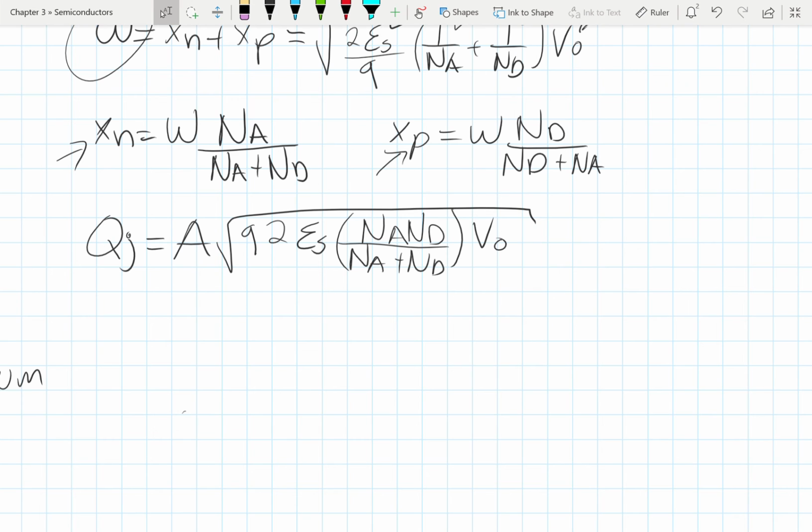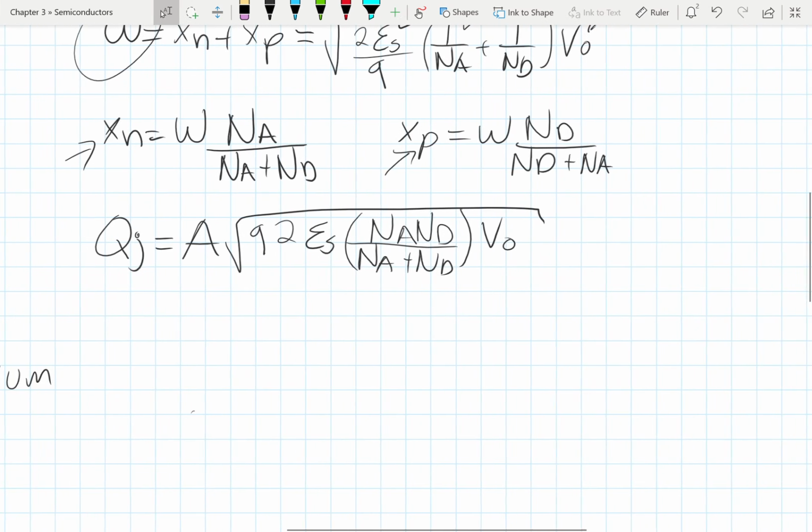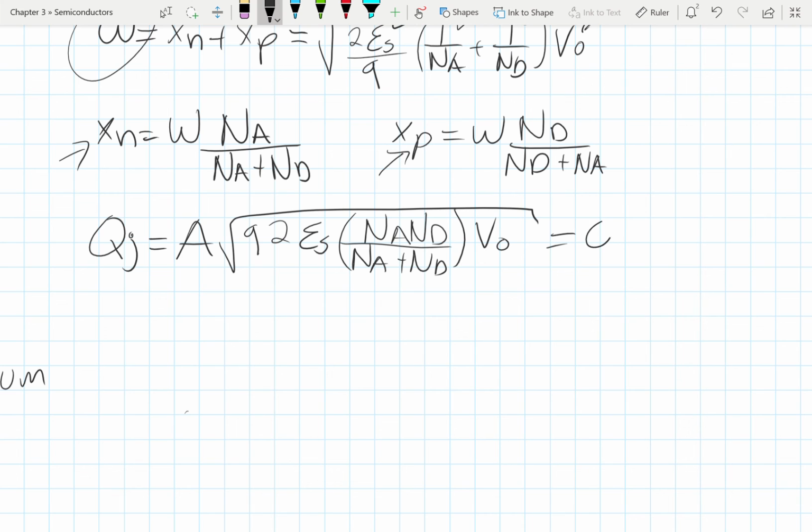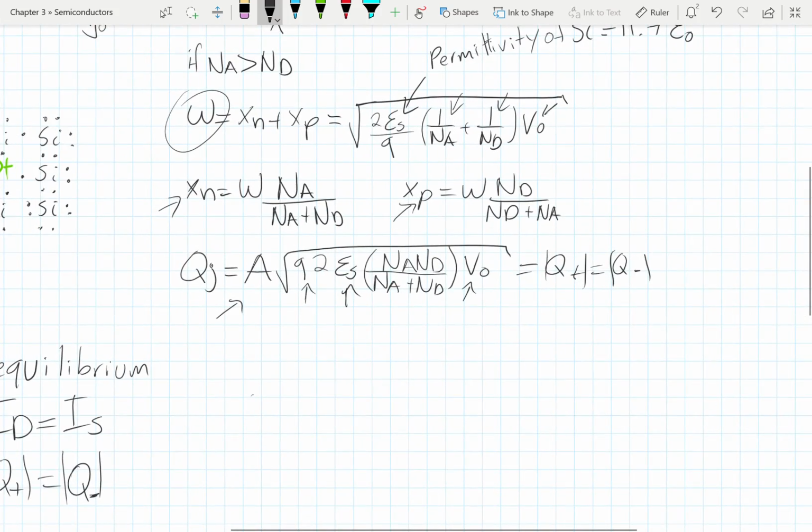And just lastly, the charge. This is the junction charge, which we said is in equilibrium, so it's equal to the charge on the plus side and equal to the charge on the minus side, the magnitudes. And that can be found by this equation, which involves cross-sectional area, charge, permittivity, this parallel combination of the concentration of donors and acceptors, and the built-in voltage. So those are the formulas that you will need.